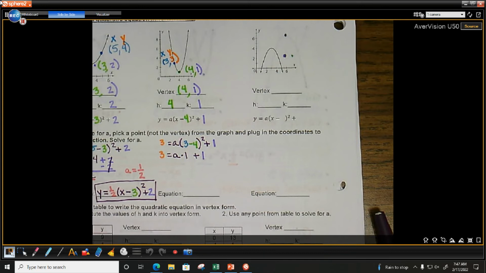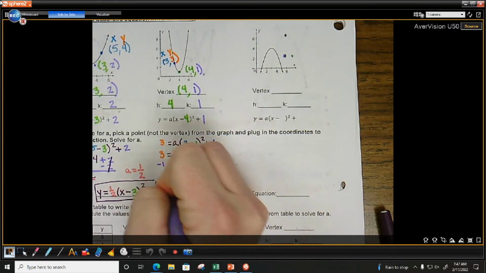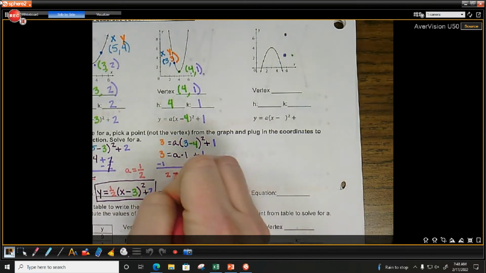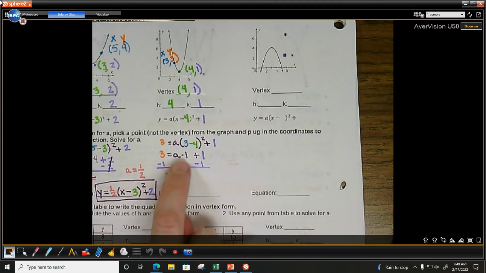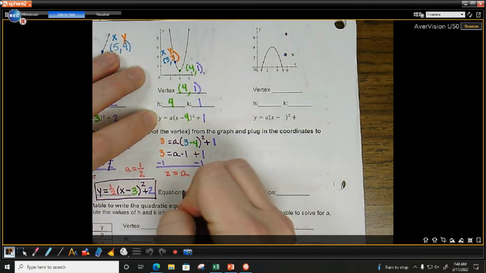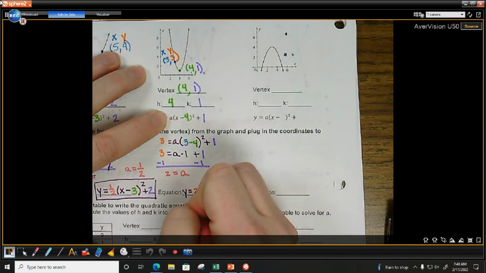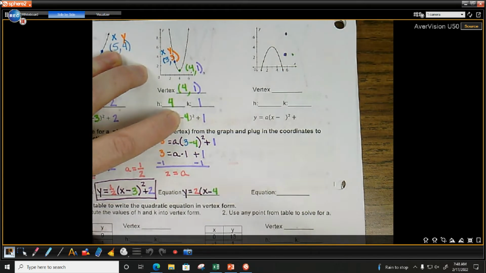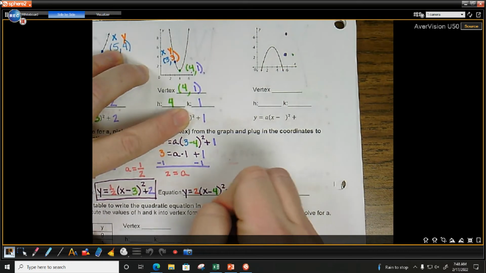Solving for A, what am I going to do? Subtract 1 on both sides. So what is 3 minus 1? 2 equals, what's 1 times A? Just A. Do I now have the value of A by itself? Yes. We did what we were supposed to do, find the value of A. Once you find the value of A, we are going to rewrite our equation. Y equals 2 times X minus 4 squared plus 1.